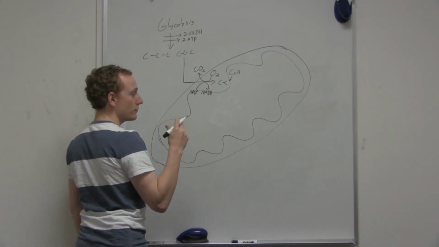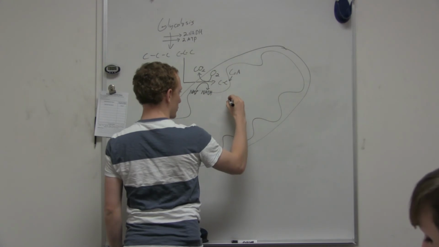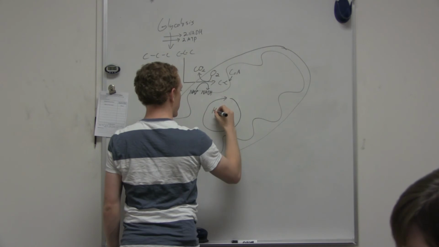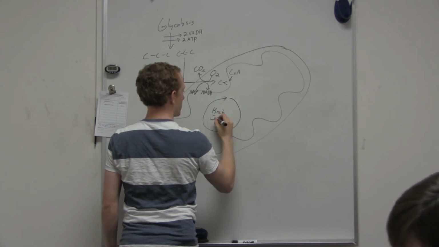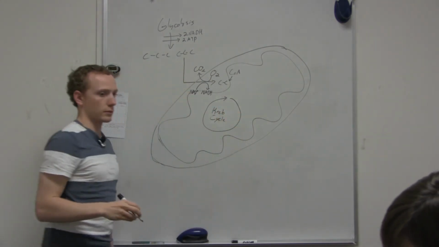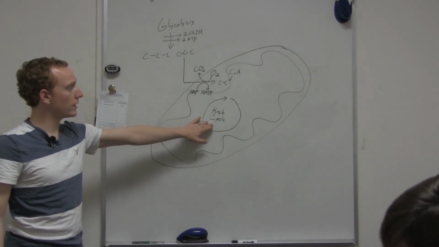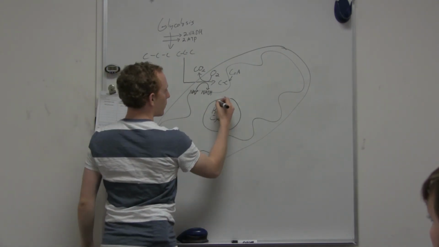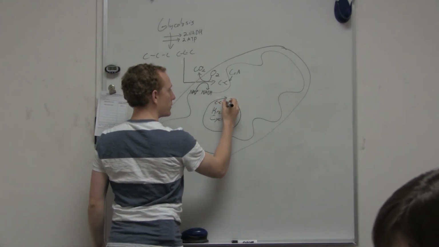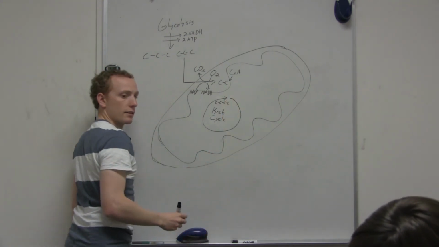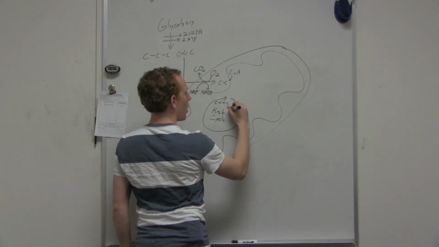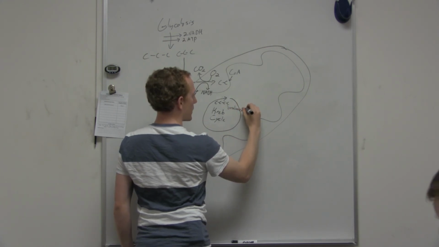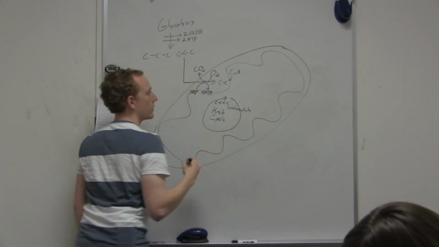Now we have this little circle in here that we call the Krebs cycle or citric acid cycle. In the Krebs cycle, always circling around, we've got this 4-carbon chain. Its name is oxaloacetate.